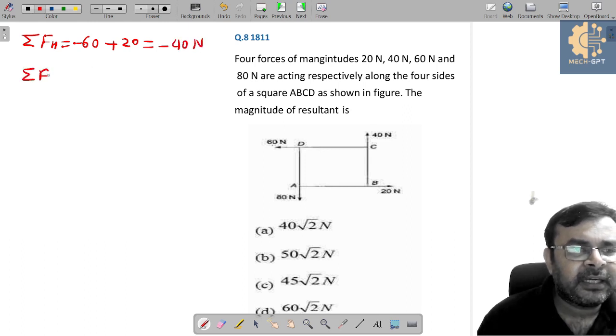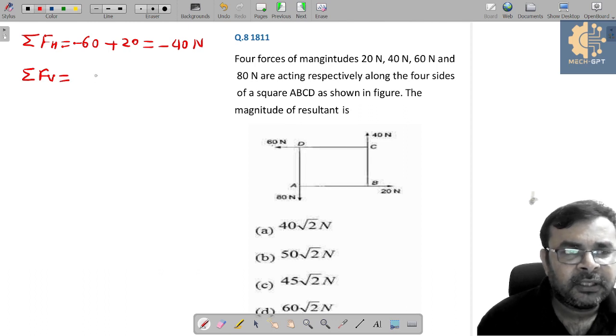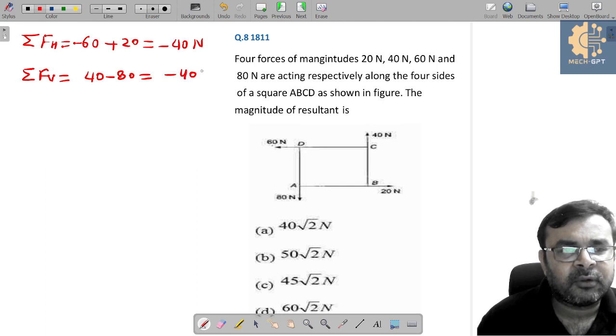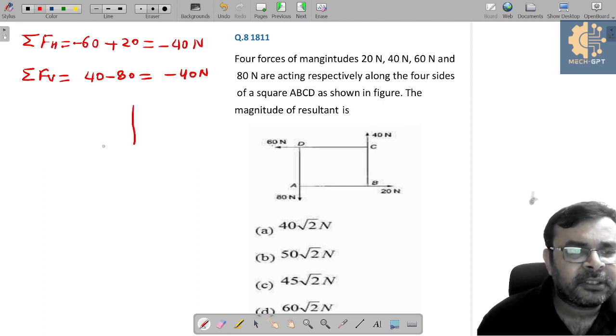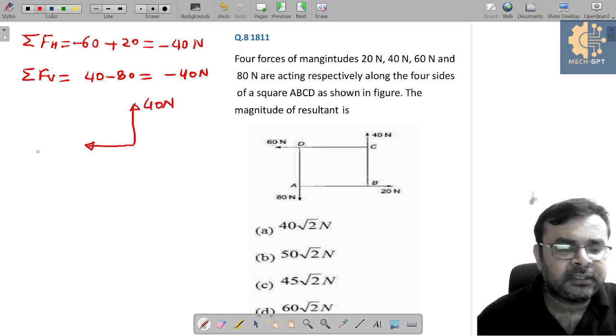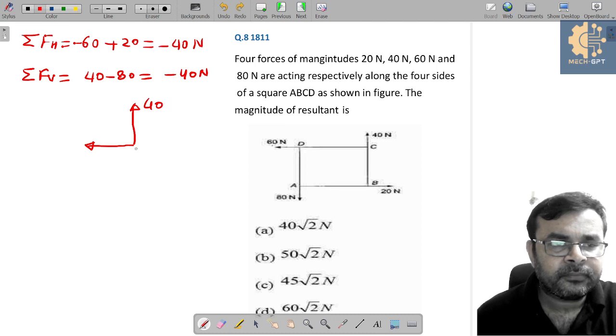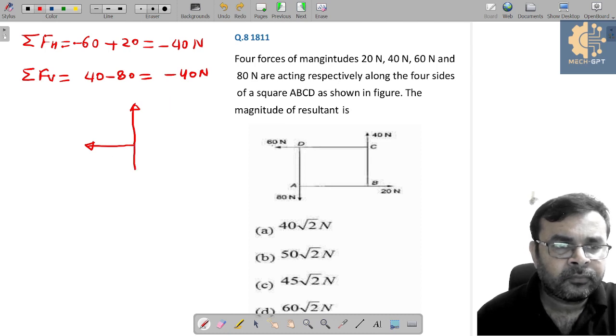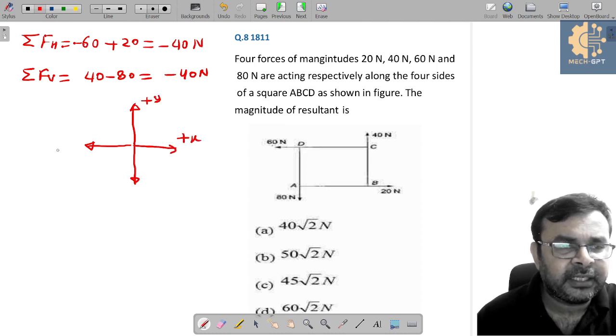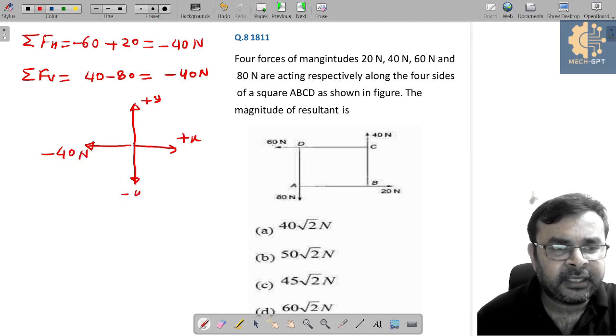And similarly, if I write summation of net vertical force, then can I say this is 40 minus 80? Then here we can get minus 40 Newton. And if I represent both the forces, in the coordinate system we can represent like this. This is positive x and this is positive y, but the forces are acting in the negative side. So can I say this is minus 40 Newton, and this is minus 40 Newton.